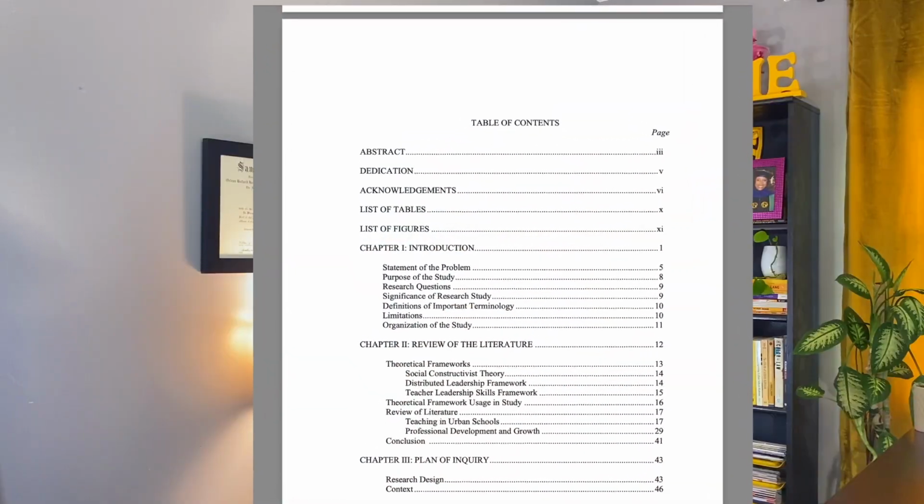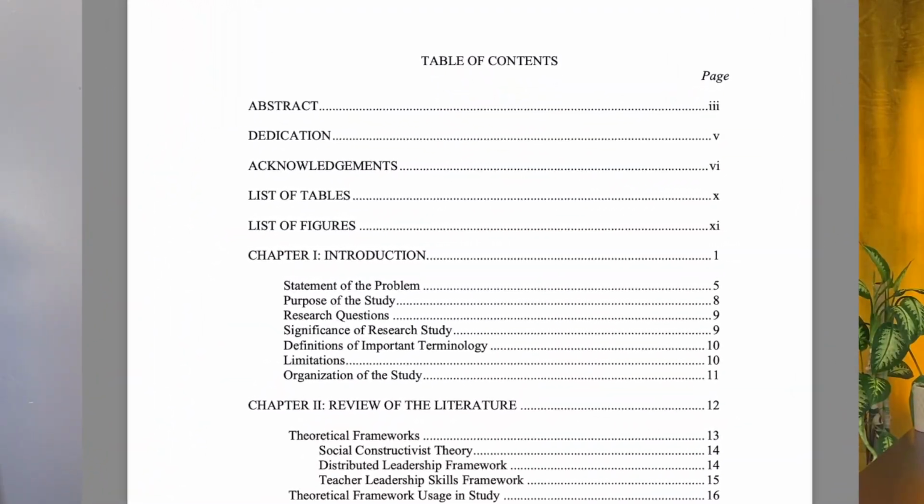Chapter 1 now begins. Chapter 1 is the introduction to your dissertation. This is pretty standard for all dissertations. Chapter 1 of my dissertation included the following. Statement of the problem. What problem will your dissertation address? What is the premise behind your study?